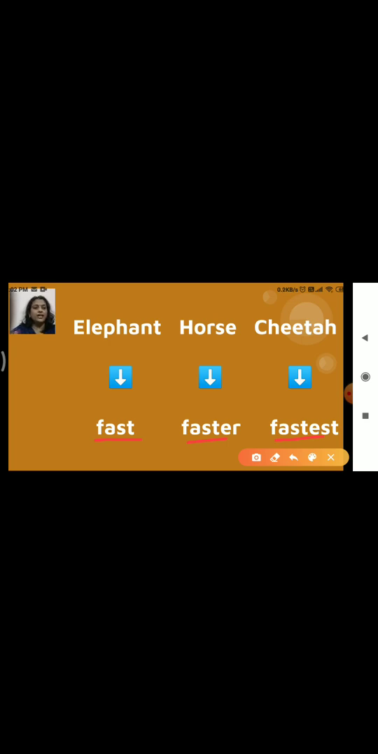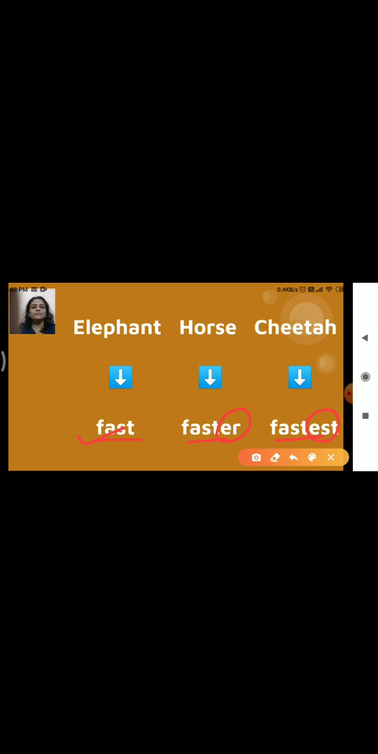So here what did we do? We compared the three animals, and while doing so, we added some letters to the main word, the main adjective. Here you can see fast is the main adjective. We added er to that main word, and then later on we added est to the third word, isn't it? So fast, faster, fastest. We got new words. The main word was fast, then came faster, and then fastest. So these three words we got.